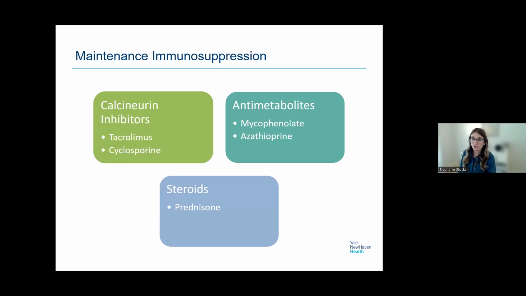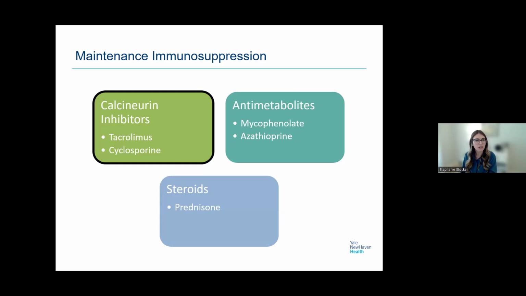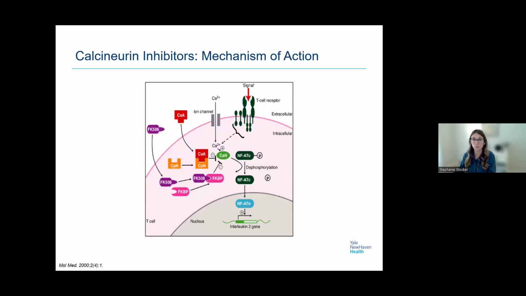For the remainder of the session, we're going to talk about maintenance immunosuppression. So I'm going to start with the big 3, and then we'll talk about some alternative immunosuppression options for patients. So we'll start with calcineurin inhibitors, which is really our backbone of immunosuppression. Our 2 options are tacrolimus and cyclosporin.